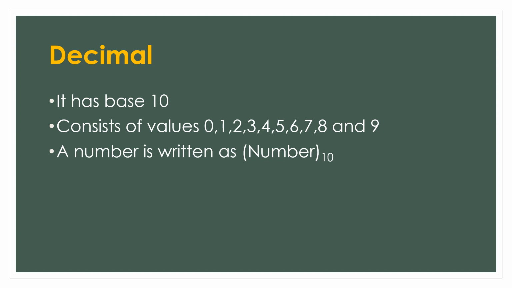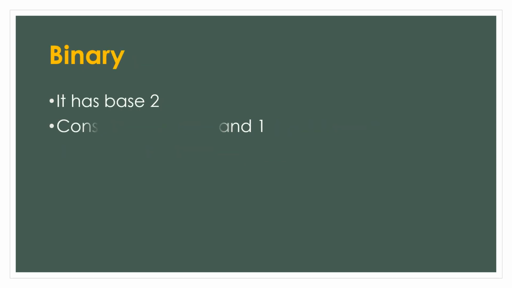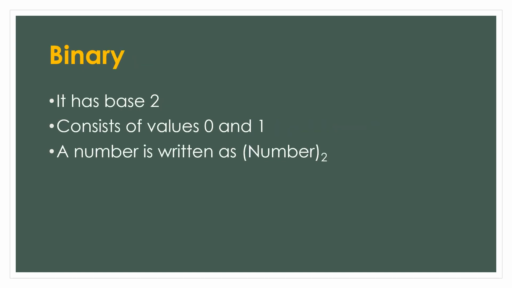Decimal has base 10 and consists of values 0, 1, 2, 3, 4, 5, 6, 7, 8 and 9. A number is written as number with subscript 10. Binary system has base 2 and consists of only 2 digits, 0 and 1. A number is written as number with subscript 2.